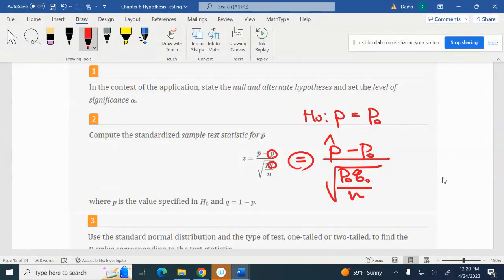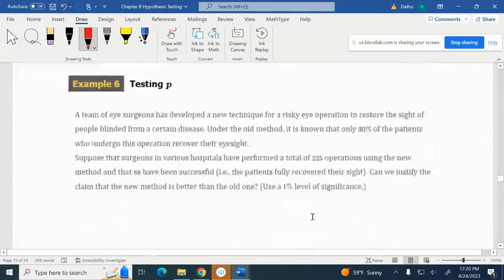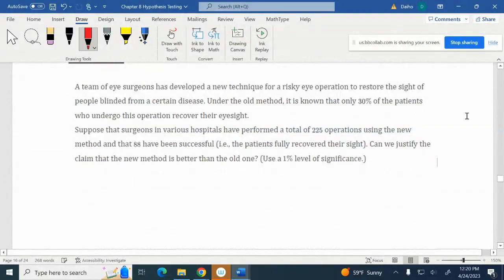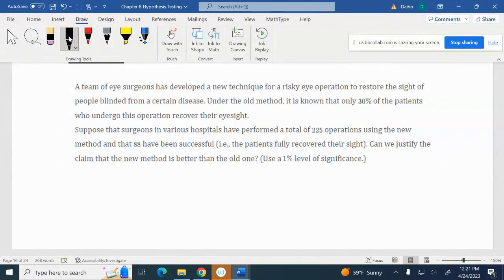Okay, so let me try an example. Look at this. It is an example from the medical field, eye surgery. First of all, I need the P hat. What was the P hat? Sample proportion.